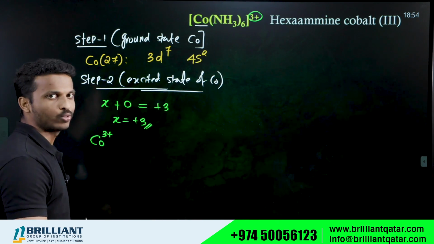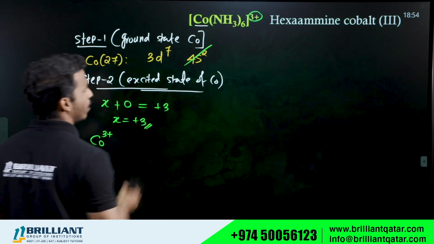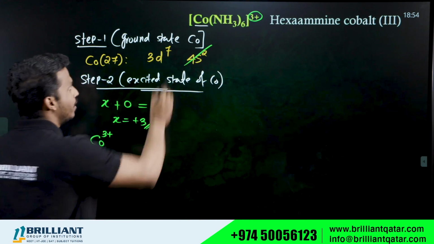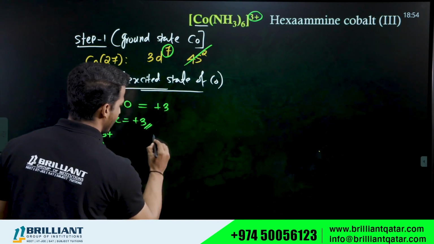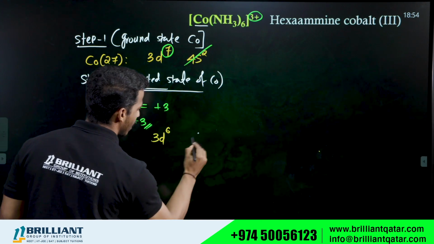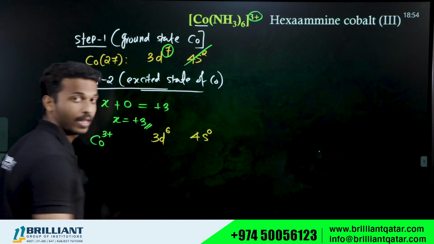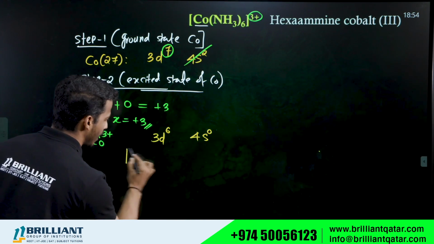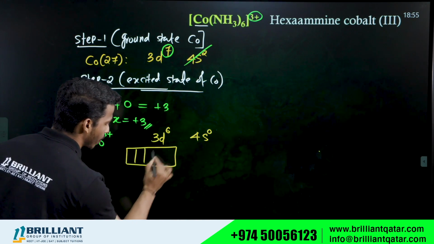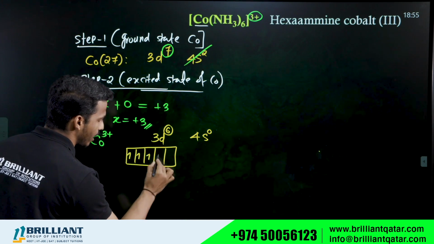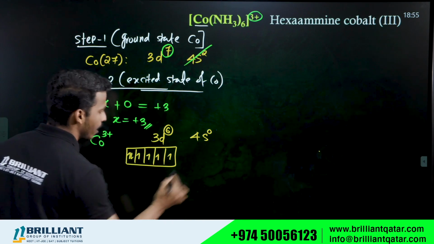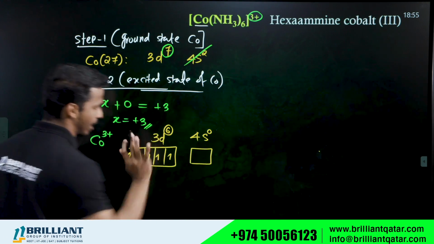How can they remove the outermost 3 electrons? 2 electrons are removed from 4s first of all, then 1 electron from 3d. What is remaining? 3d6 and 4s 0. Correct, all of you? Let me just draw the 3d orbitals. You know, 5 d orbitals are there. 6 electrons, how can you fill? 1, 2, 3, 4, 5, 6. And the s orbital is there, with no electron.